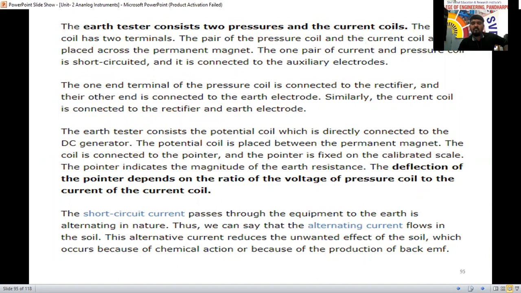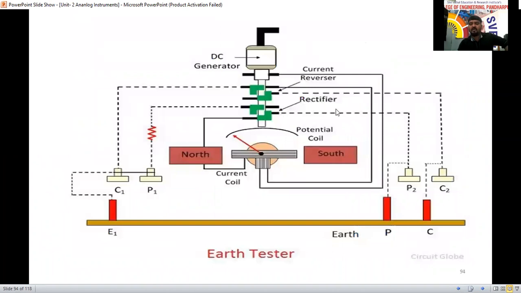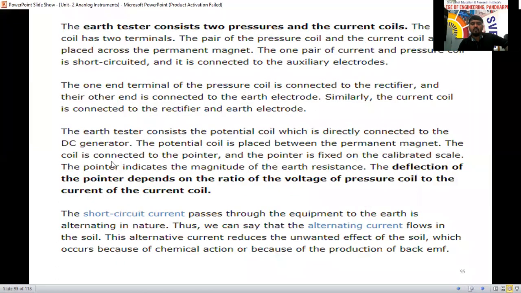So one end of the pressure coil is connected to the rectifier, and the other end is connected to the earth electrode here now. So for whatever is connected here, P1, C2, P2 and all the things, one is connected to the rectifier, the other is connected to the earth electrode. Similarly the current coil is connected to the rectifier and earth electrode here now. This C2 also is connected to the rectifier and earth electrode. One is connected to the rectifier and another one is connected to the earth electrode P and C here now.